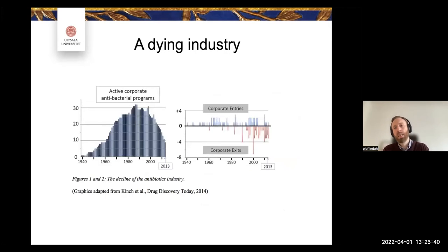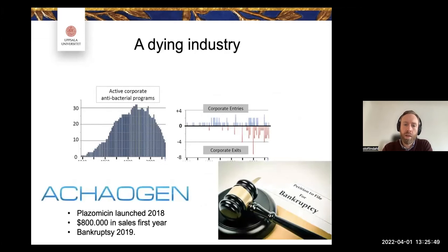And indeed, companies have been leaving the antibiotic industry for a long time. Many more companies are leaving than are coming in. How are they leaving? Well, some are leaving voluntarily by just canceling their antibiotic drug development programs. Unfortunately, other ones are getting booted out of the industry. One of the latest horrific examples of that is Achaogen, who launched their new antibiotic, plazomicin, in 2018.